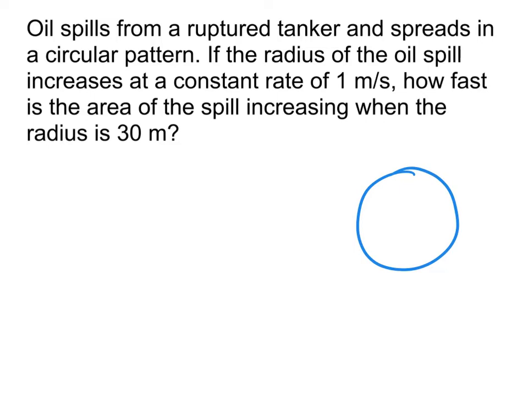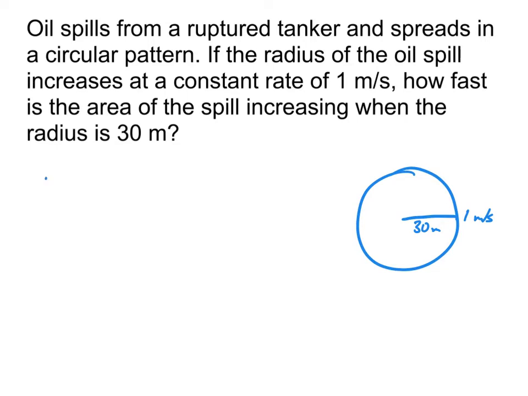And we have some radius of the circle. We know that that is increasing by 1 meter per second. And we know that right now that radius is 30 meters. And what we're wondering is how fast is the area increasing? Now the key word there is area, which tells us what equation we're going to be using, because we need to have an equation that's going to represent the area of the circle.